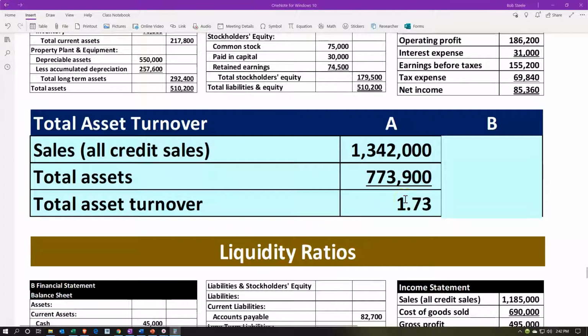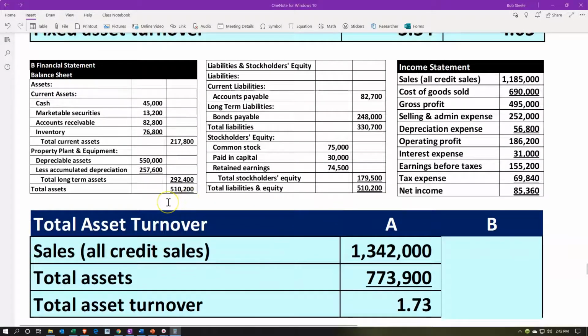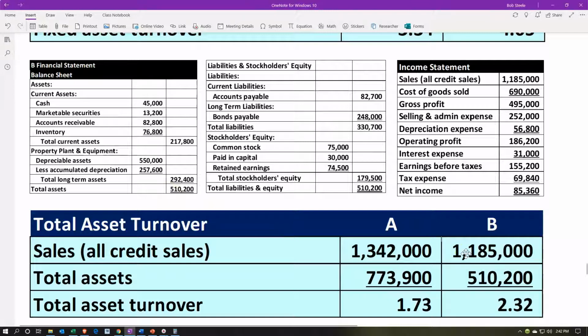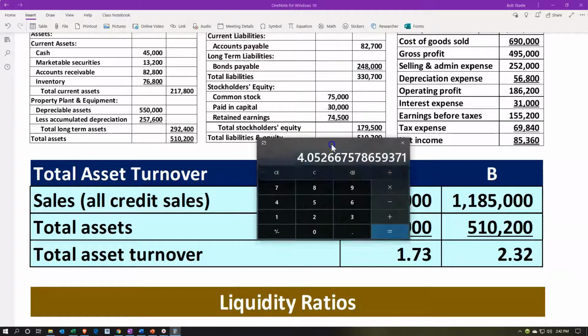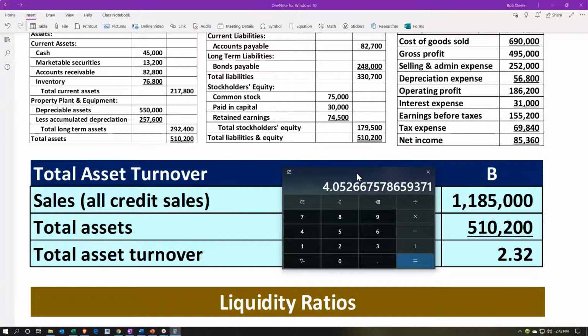Okay, so then we have the total asset turnover, which is going to be the total kind of encompassing all the turnovers. So we've got the 510,200 on the balance sheet item, and then the sales item at the 1,185,000. Once again, we're comparing an income statement item, balance sheet item. Therefore, you might see this calculated as net sales divided by average assets, which most common average beginning of the period plus the end of the period divided by 2. So if we calculate this out, 1,185,000 divided by the 510,200, we got about 2.32.